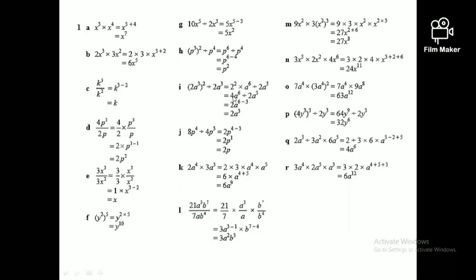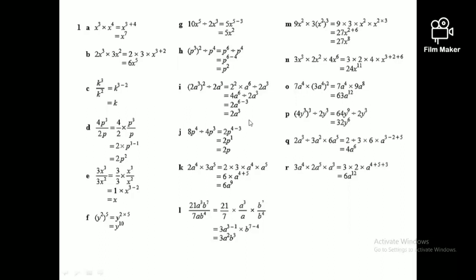Divide by 2a to the power 3. Then you can operate 4 divided by 2. 4 divided by 2 is 2. a to the power 6 divided by a to the power 3, you can write a to the power 6 minus 3, the division of the powers. With that, you can say the final answer is 2a to the power 3. That's the final answer you have to obtain over here, right?